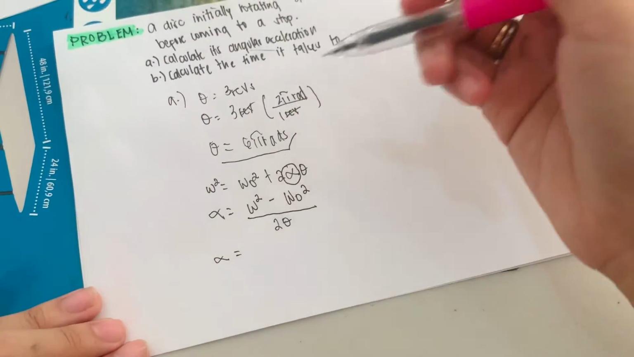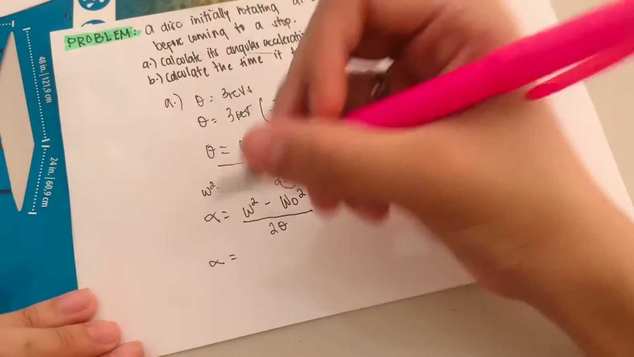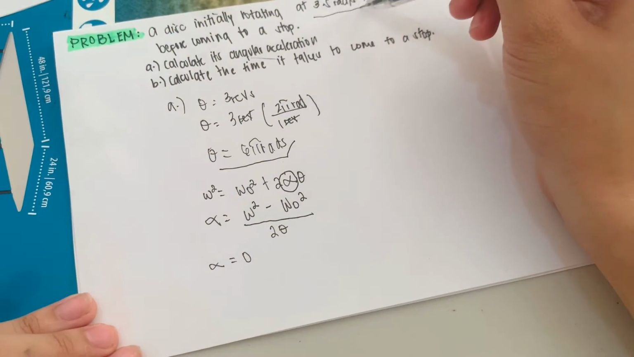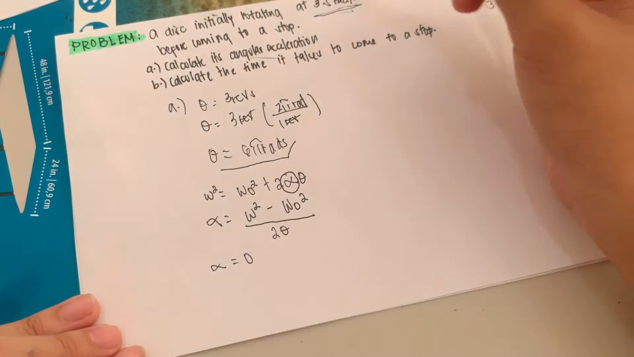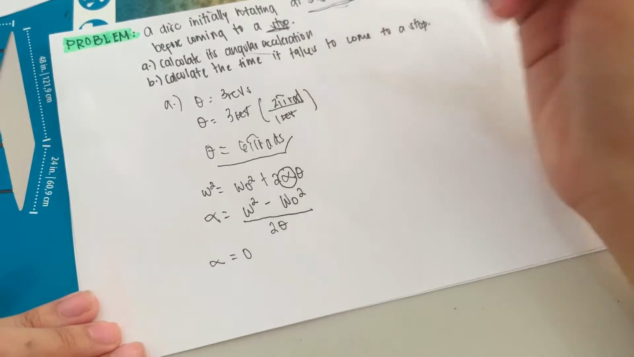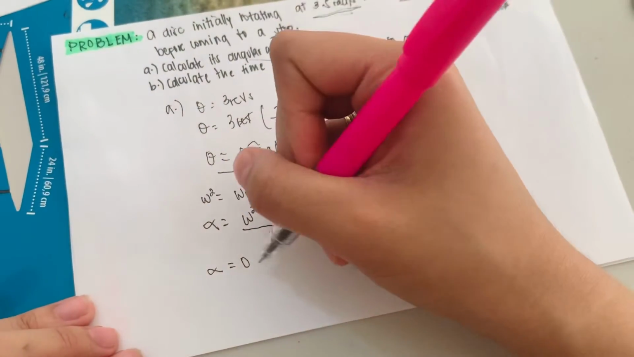So, angular acceleration is equal to, ang final velocity natin is equal to 0. Dahil makikita natin dito, ito yung initial angular velocity niya, and nag-stop siya. So, ibig sabihin, naka-stop na siya, meaning, yung final velocity natin is equal to 0.